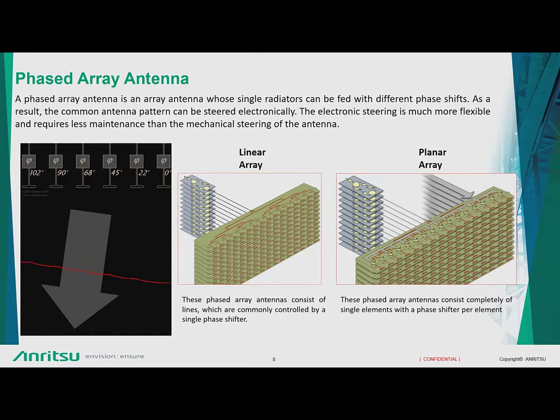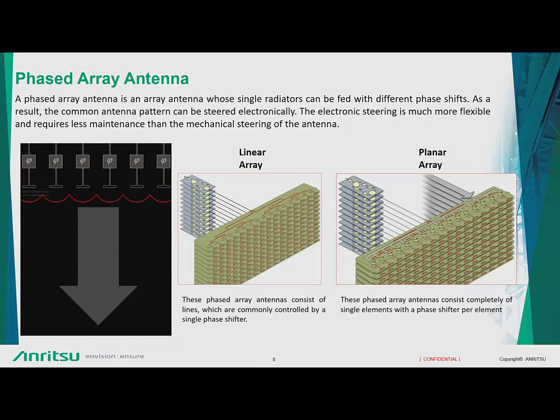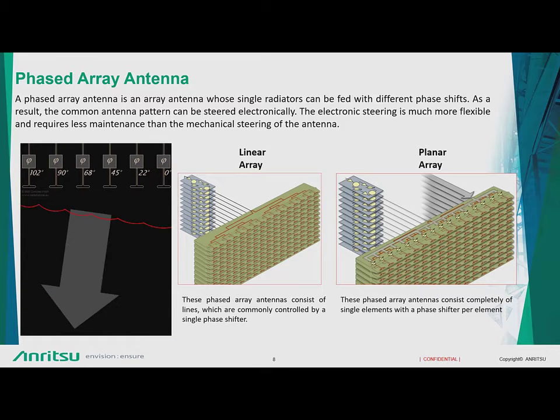In the planar array, you can see that these phased array antennas consist completely of single elements with a phase shifter per element. So that means per element you have a phase shifter, and that's why these systems become even more complicated.